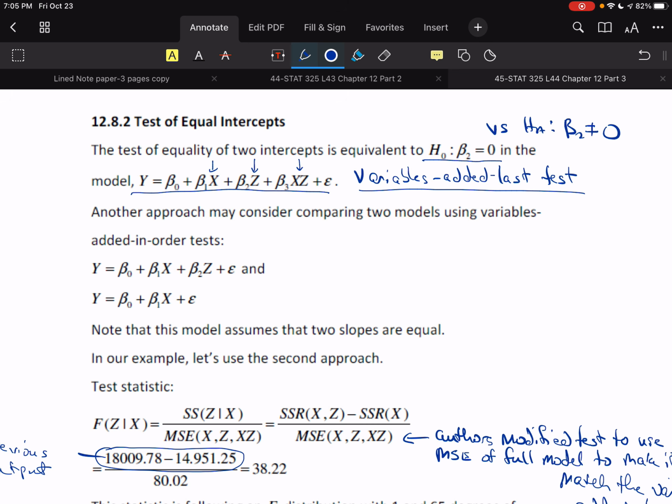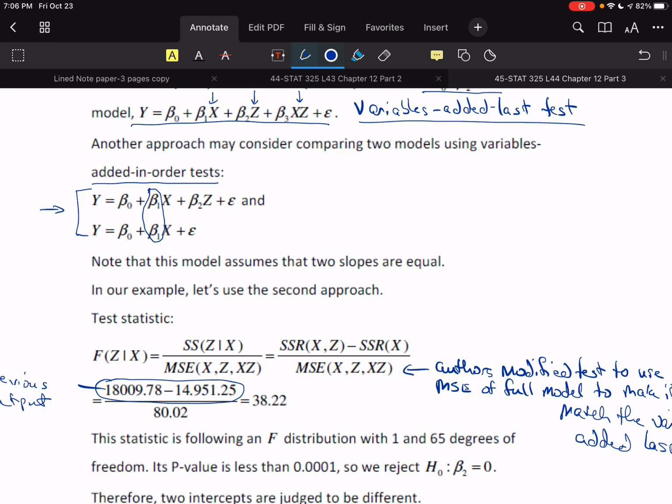There's another approach that the authors bring up, and that's considering the variables added in order test. They give these two models here, which is exactly what we have done before. And please notice that if we do use this method, which we will, then this assumes that the slopes in both of these equations are the same because we're using beta 1 for both of them.